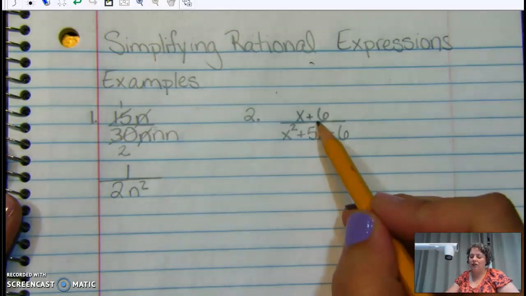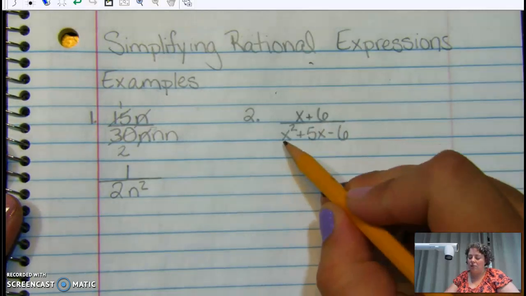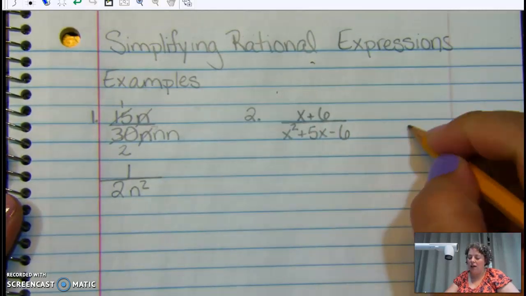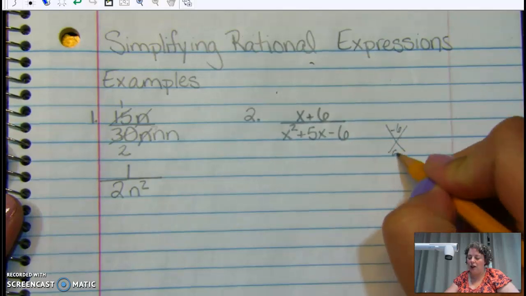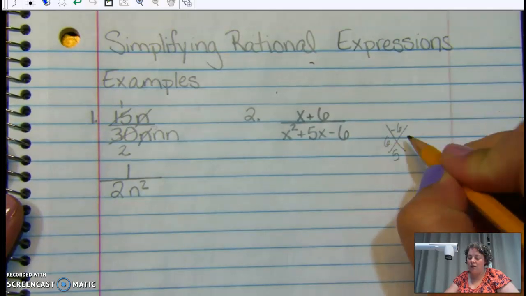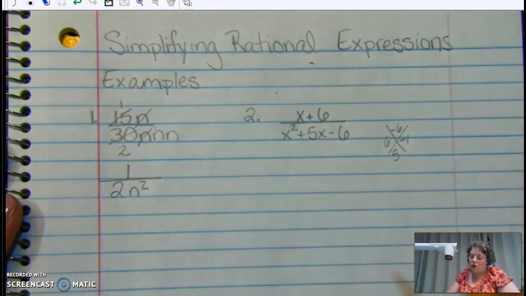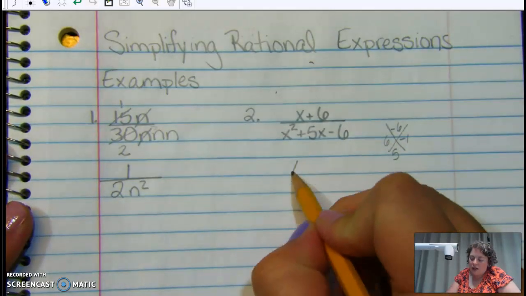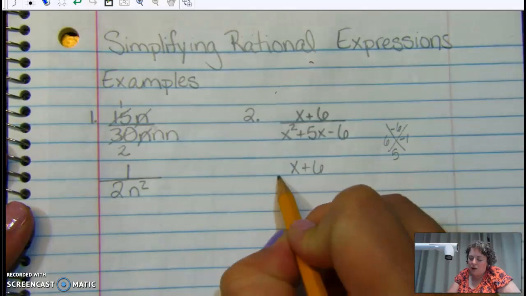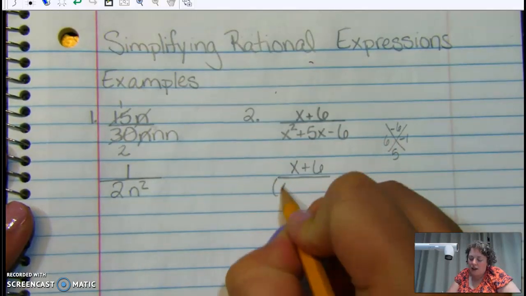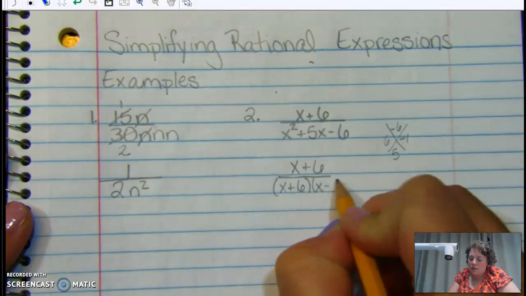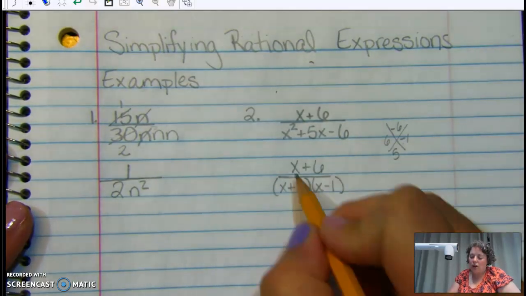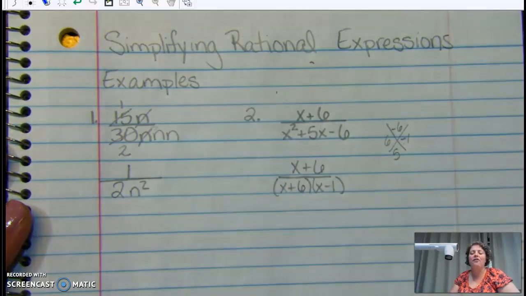X plus 6 doesn't factor because it's just a binomial, but this one I can factor. Negative 6, positive 5. That's going to be a positive 6 and a negative 1. So I'm going to rewrite this. The x plus 6 on the top will stay the way it was, but on the bottom I'm going to have x plus 6 and then x minus 1.